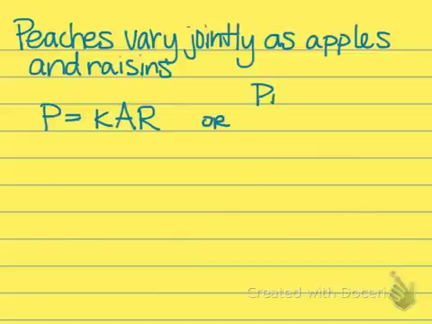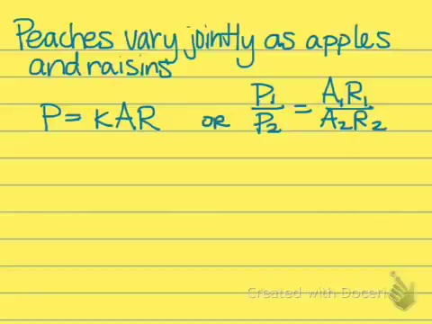And then the other way that you can write that in ratio form, P1 over P2 equals A1 over A2 times R1 over R2. So A1 R1 over A2 R2.